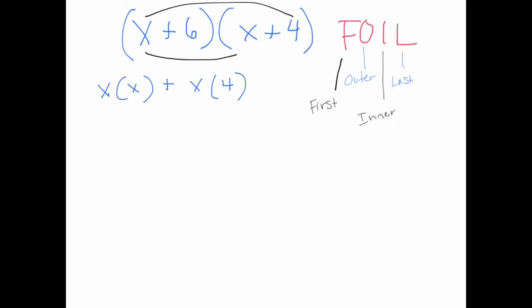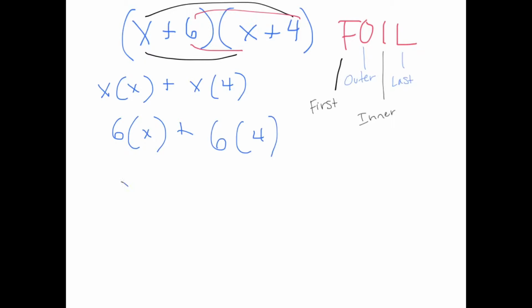After that, we're going to go to the next step of FOILing, which is going to be 6 times x. And after that, it's going to be 6 times 4. Now, remember that these are all one line. I just ran out of space.